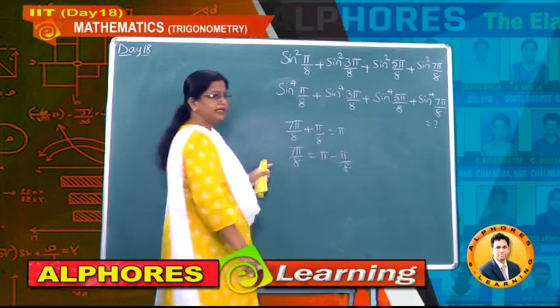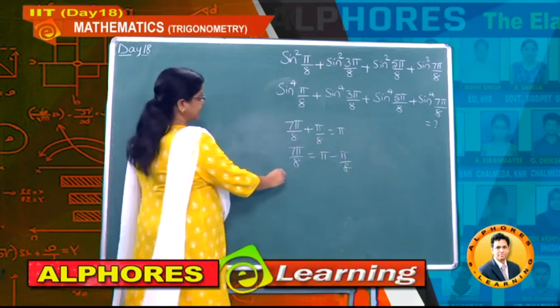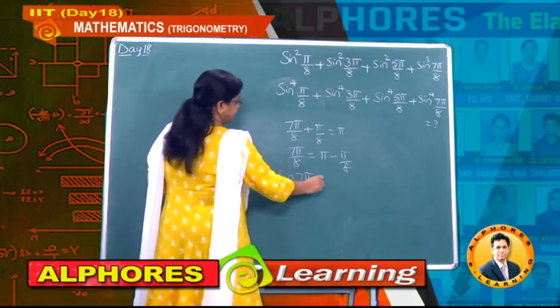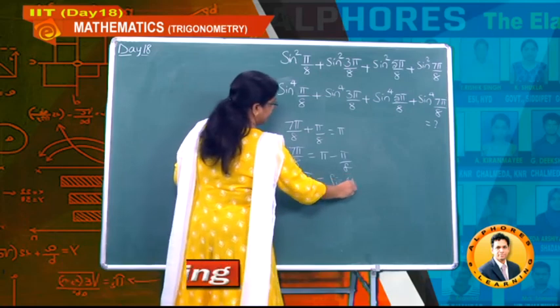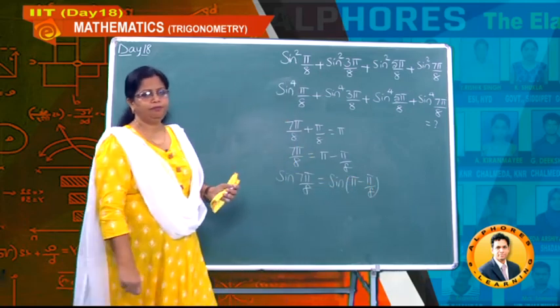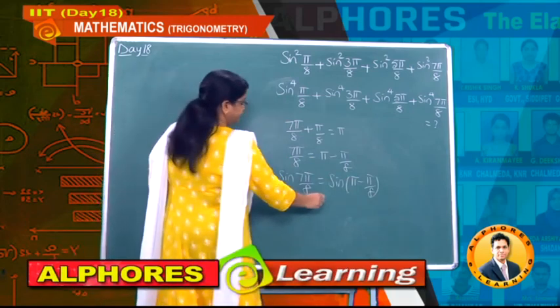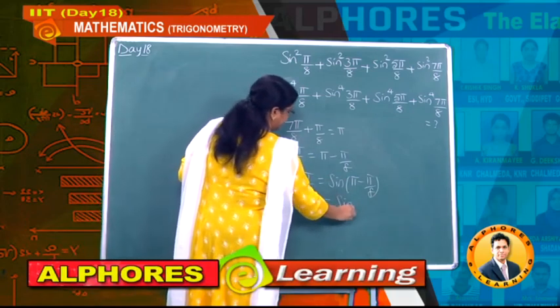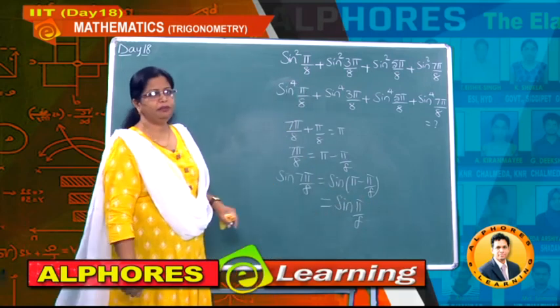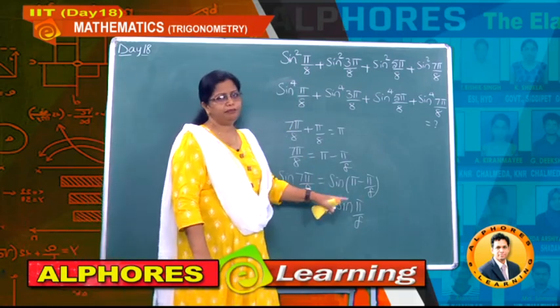And then if I take the sine function on both sides, sine 7 pi by 8 is equal to sine of pi minus pi by 8. Now what is sine of 180 minus theta? It is sine theta. Therefore this is nothing but sine pi by 8. Understand? So easily you got sine 7 pi by 8. How much, students? Sine pi by 8.